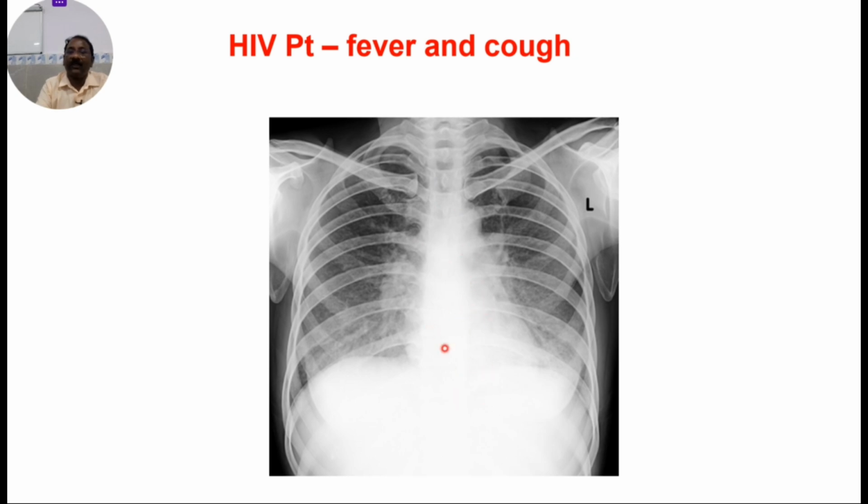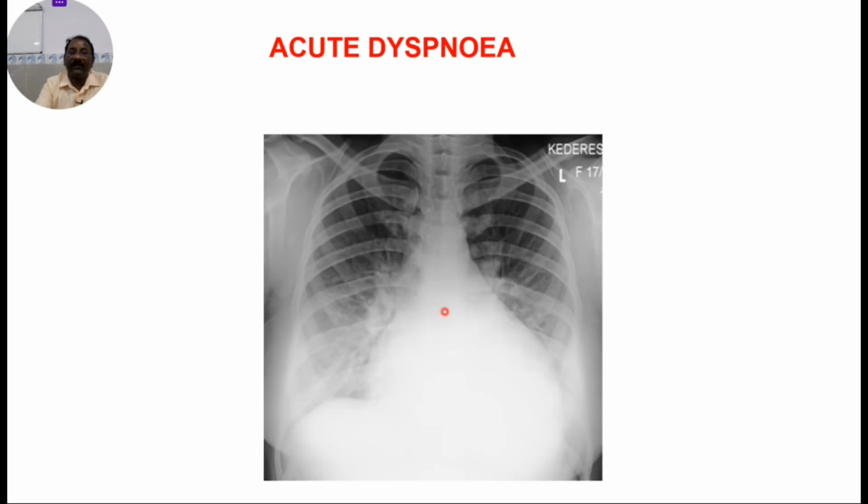So you are not able to see the vertebrae here, just visible. It's a good penetration. Not totally visible. So this is under penetration. When it is overexposed, then it is over penetration.